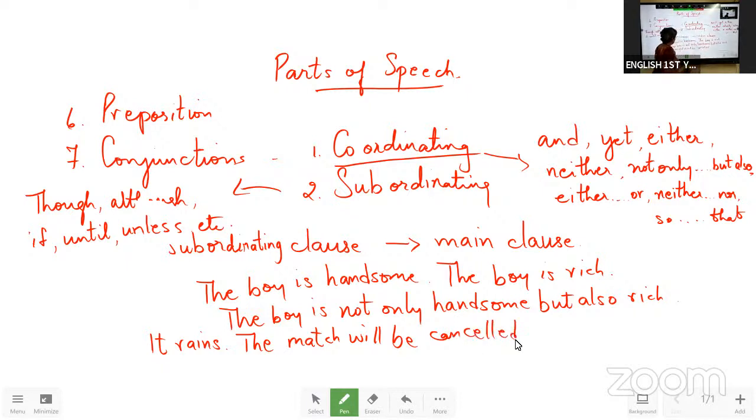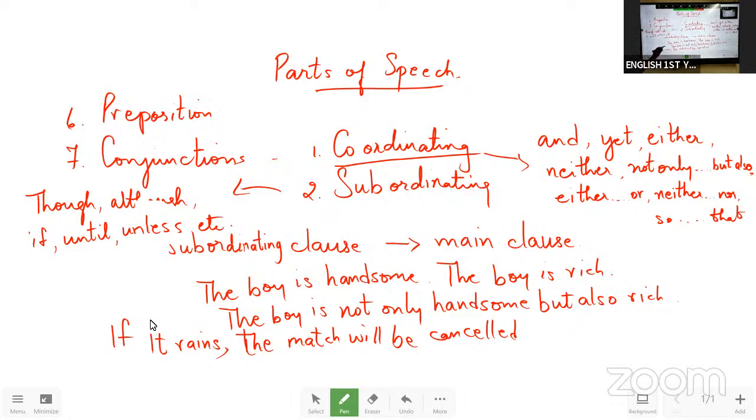If you see, the match will be cancelled is a main clause. It makes complete sense. It rains is incomplete. It depends on the main clause to make sense. So you use the subordinate clause: If it rains, comma, the match will be cancelled.